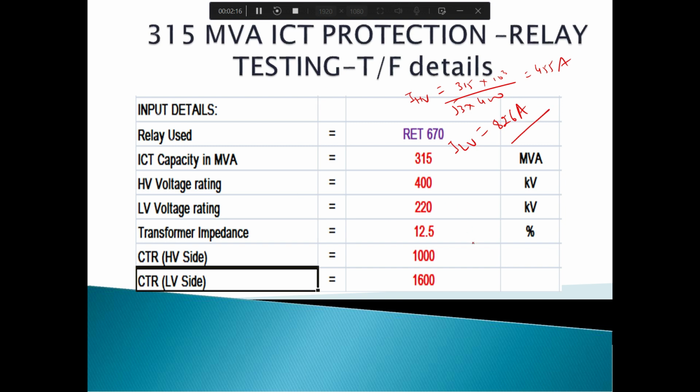So the current of the HV side is 455 ampere for this particular ICT, and the current of the LV side is 826 ampere. And remember, these are in the primary. So the IHV secondary will be 455 divided by 1000, that is 455 milliampere. And similarly, you can calculate the ILV secondary, and this comes out to be 826 divided by 1600, which is 516 milliamp.